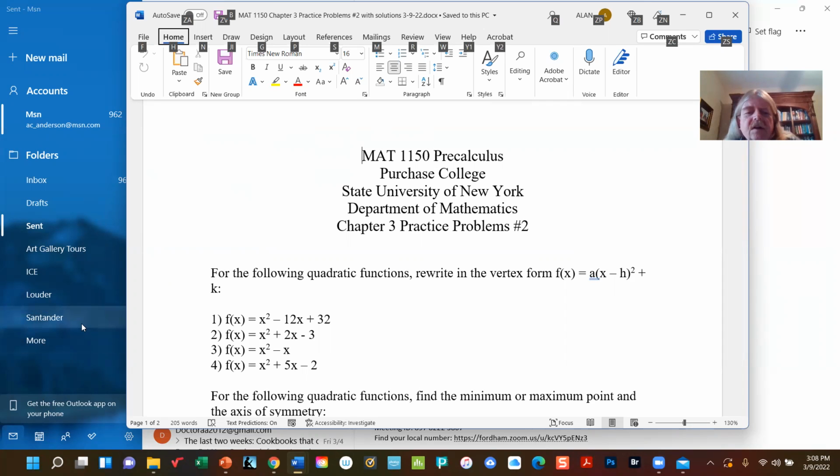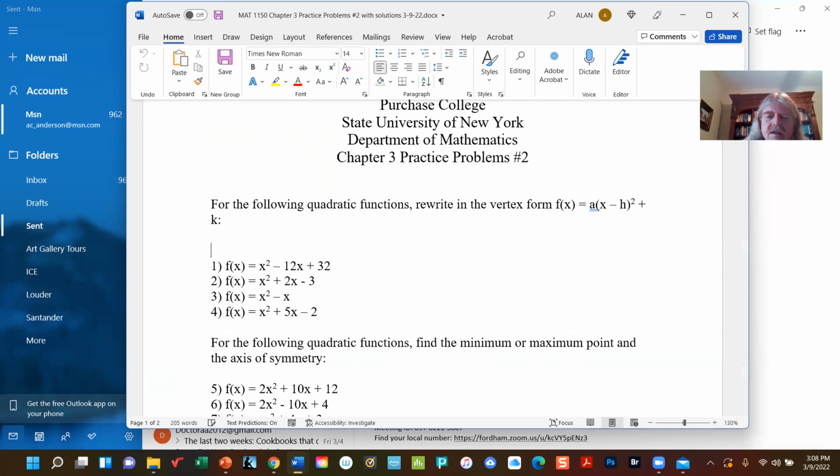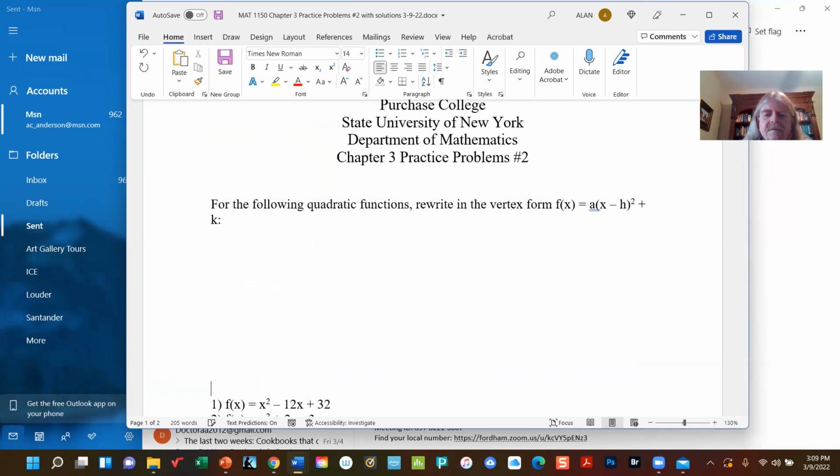All right, then. So let's start. So what do we have here? Quadratic functions. We want to rewrite these in the so-called vertex form. Now, you might recall that the vertex form looks like this. We have, first of all, with a quadratic function, it can be described as a parabola.